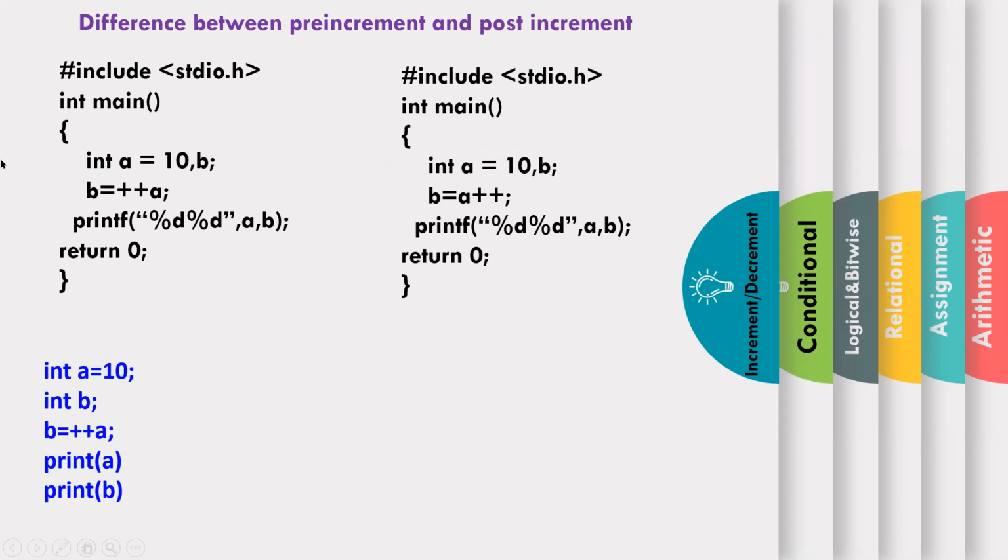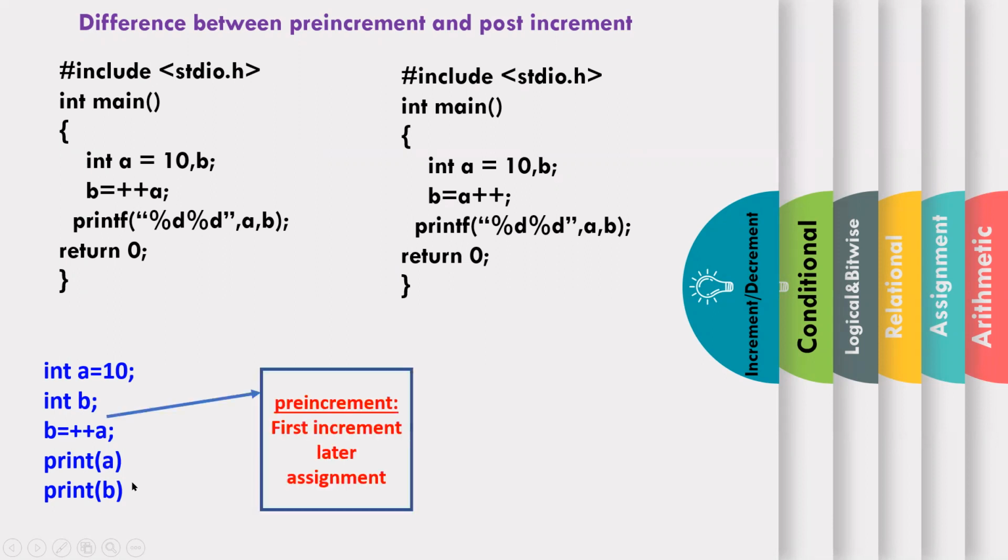For example, consider this first part. A is 10, B is equal to plus plus A, and we are printing A and B. This is a pre-increment, plus plus A. That means first the increment is done, and later, if you observe this statement, there are two operations.